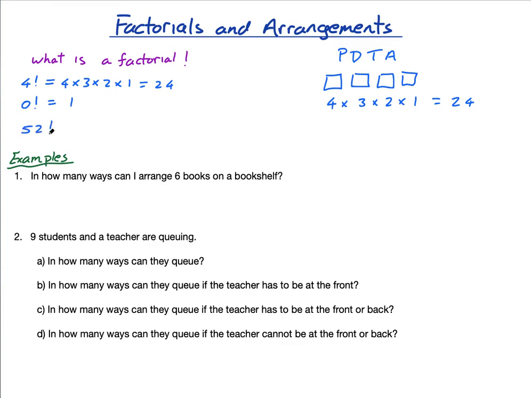And one crazy example is 52 factorial. Now, if any of you play cards, you'll know there's 52 cards in a deck. And if you shuffle a deck of cards, it's highly likely that that specific arrangement of cards has never come up in the past and will never come up again. Because, do you know what 52 factorial is? Well, it's more than 8 times 10 to the power of 67.